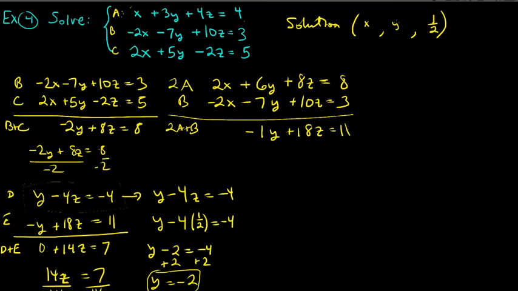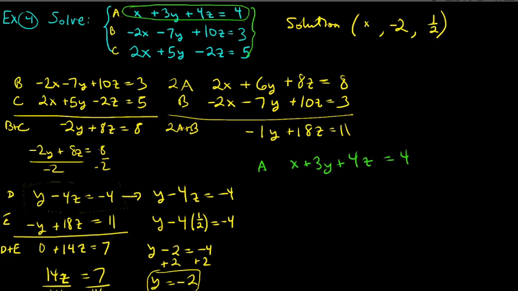Erase the y, put in negative 2 here. Negative 2. And now we just need x. So how do I find x? Go back to one of these. Any one, it doesn't matter. I'm just going to pick equation A. So that's x plus 3y plus 4z equals 4.